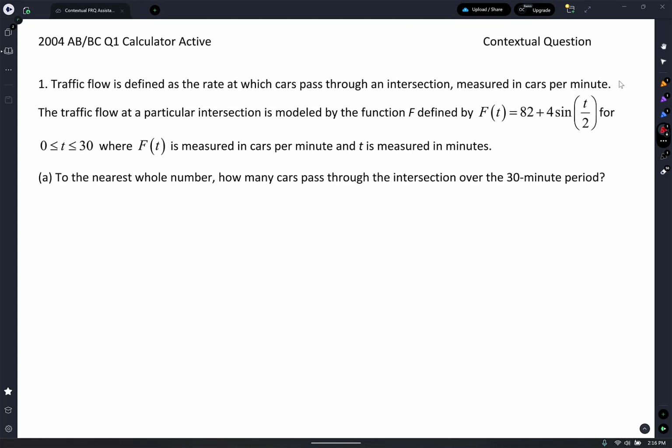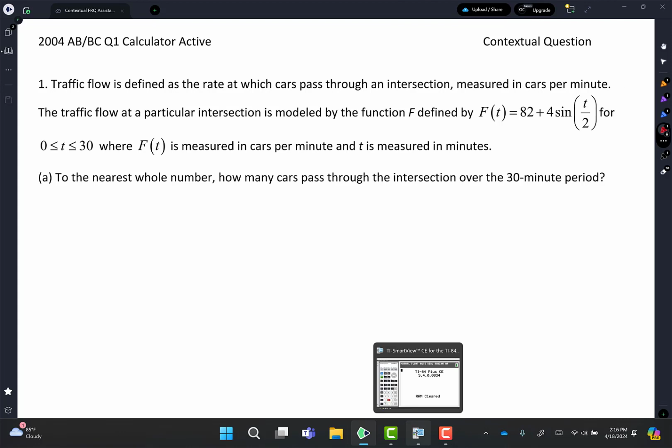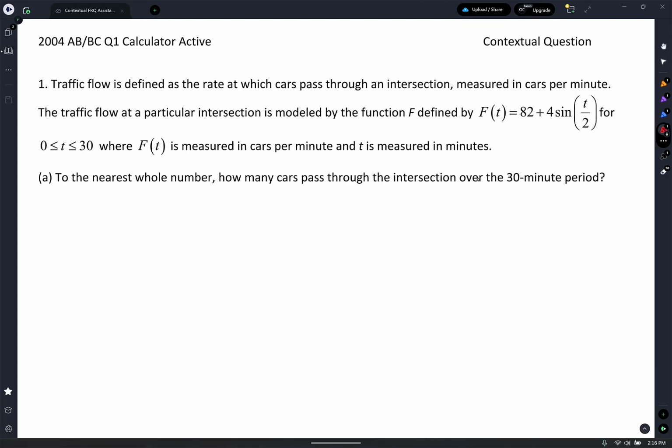All right, so let's read this together, guys, and see if we can figure out what's going on in this question. Yeah, it's a traffic flow question. Half the questions are just on average, and you'll see what's up. 2004 AB/BC Q1. Traffic flow is defined as the rate at which cars pass through an intersection, measured in cars per minute. So it's a rate, but they're calling that rate traffic flow, in cars per minute. All right, so far so good.